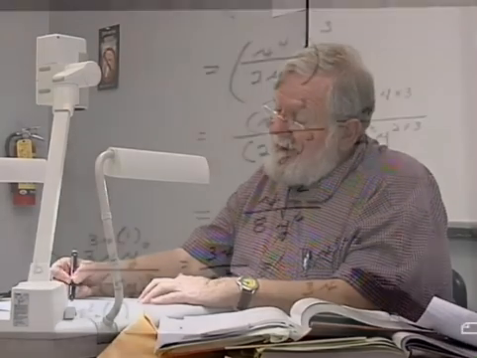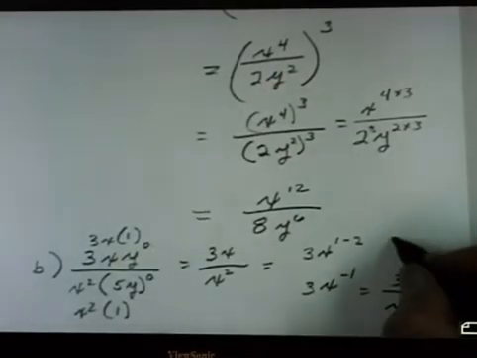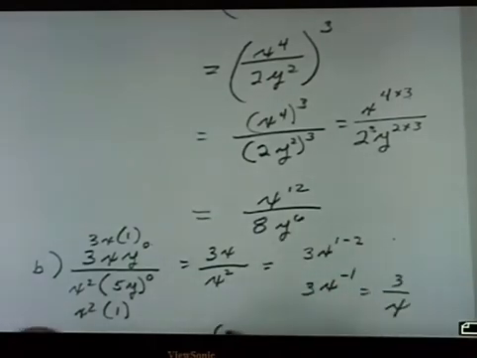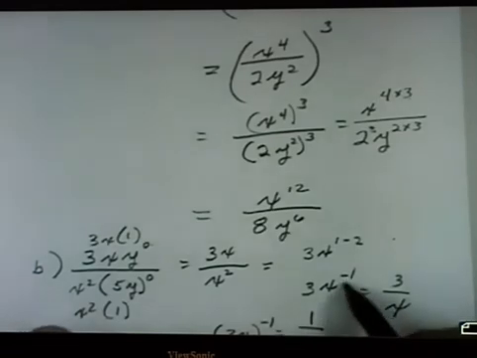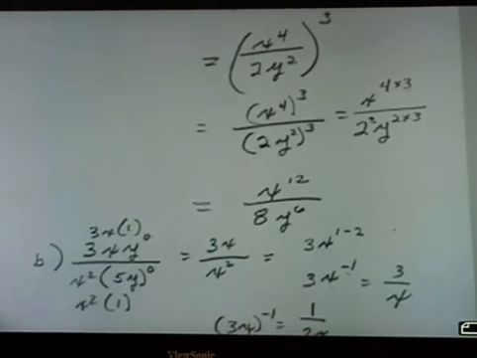To get rid of this negative 1, we put the x in the denominator. If it had been 3x to the minus 1, then that would have equaled 1 over 3x. But it was just the x that was a negative 1, so it's only the x that goes in the denominator. See the difference?